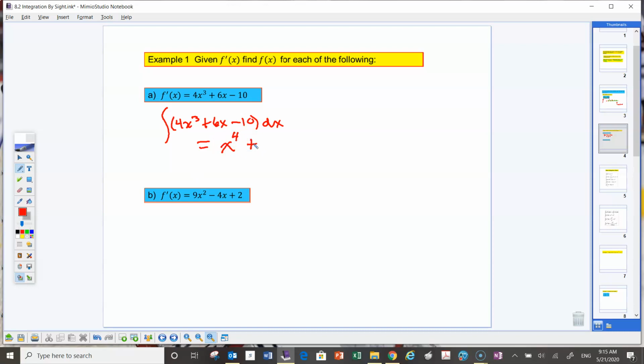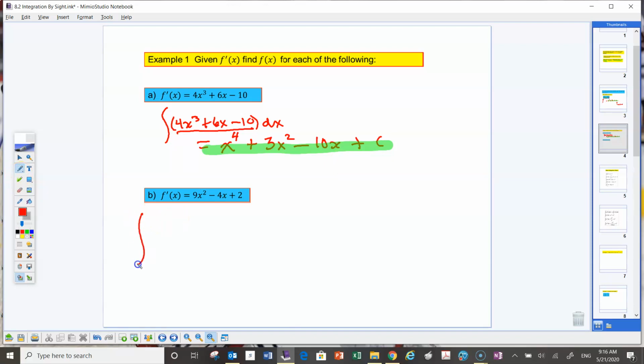Plus, again, what term do you get that when you take the derivative, you get 6x? And again, I'm hoping you realize that that would be 3x squared. And my constant, negative 10, well, that term would be negative 10x. And then you have to put plus c. So this would be the indefinite integral of 4x cubed plus 6x minus 10. Again, you take the derivative of that, and you get what is called the integrand, this part right here.